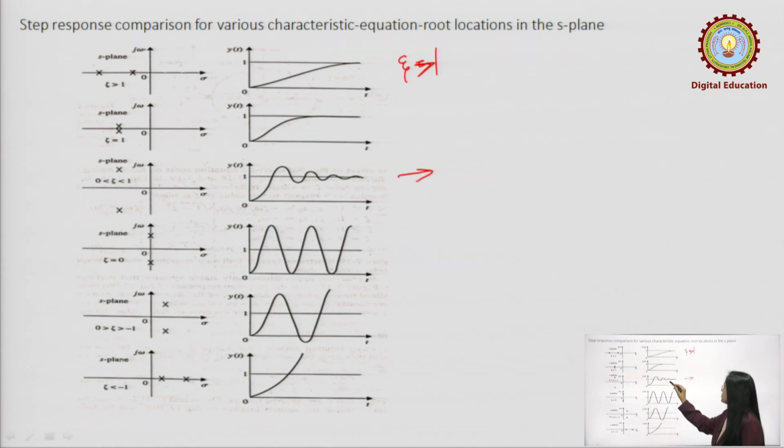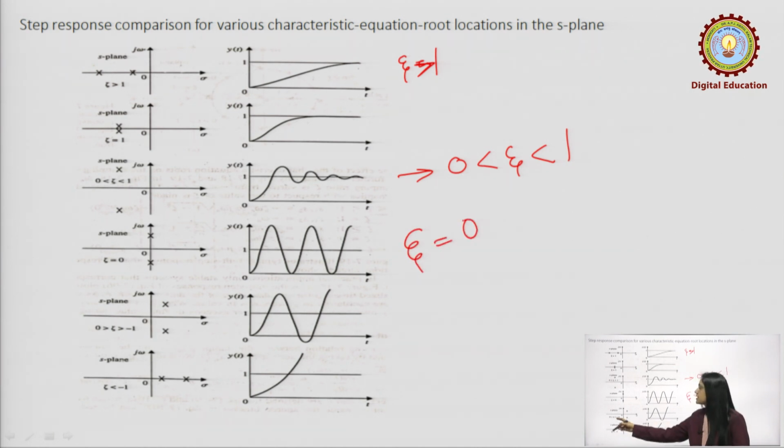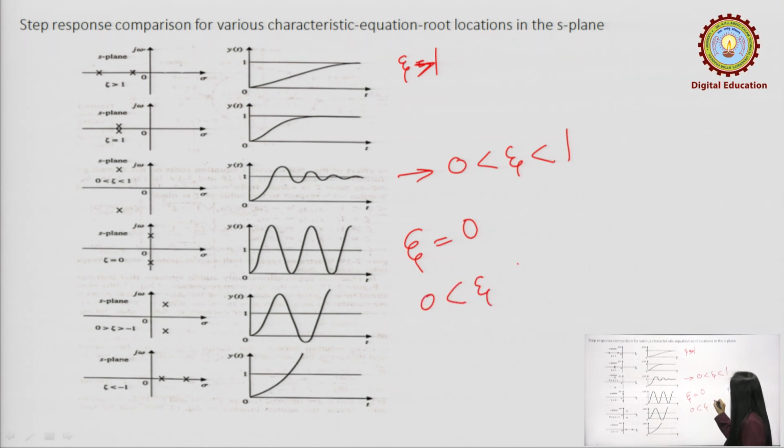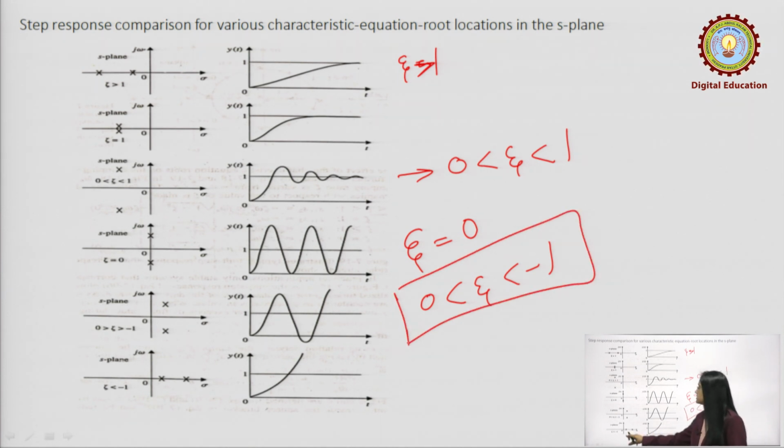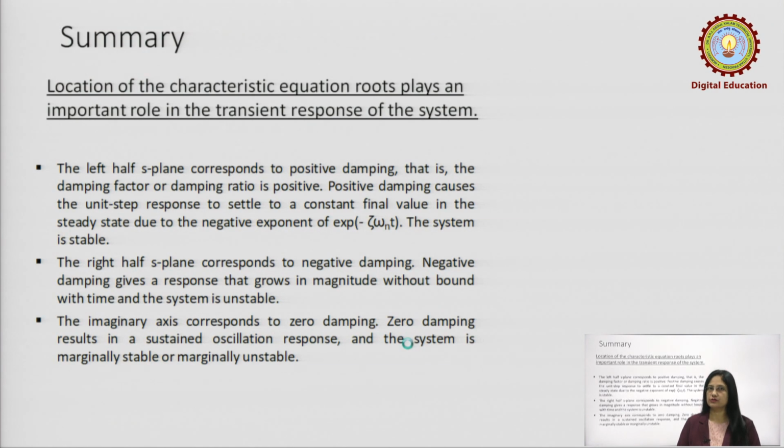So, this is the response of the system for the case, and this is the response of the system. As I told you, it is having sustained oscillation. So, this is the case of zeta lying between 0 and -1 here, and this is zeta less than -1. So, these are the typical graphs for the different values of the root locations.